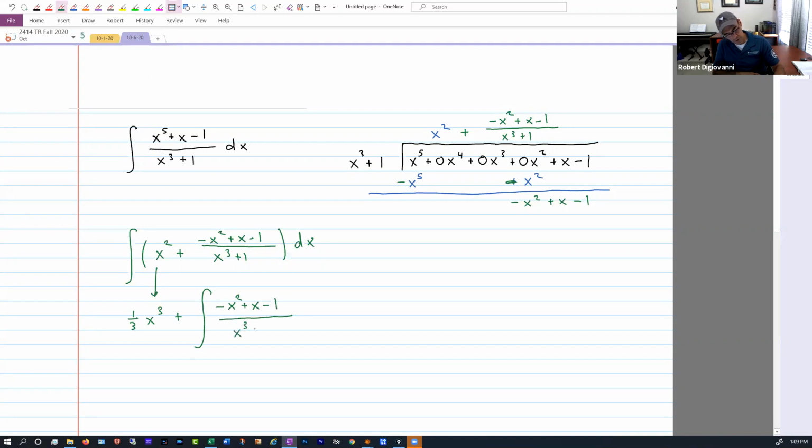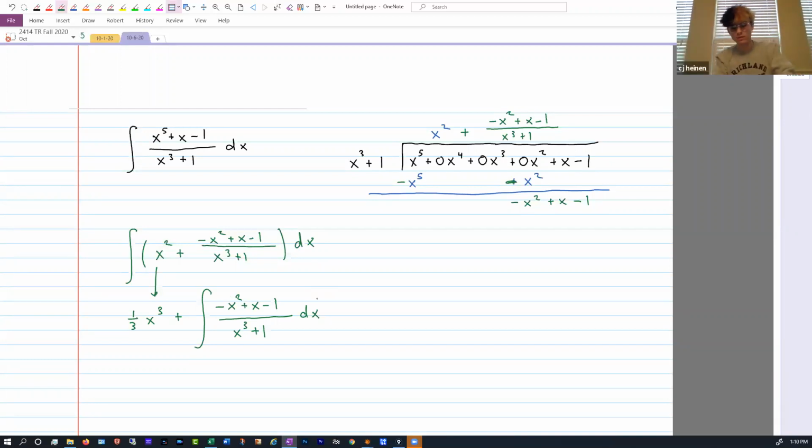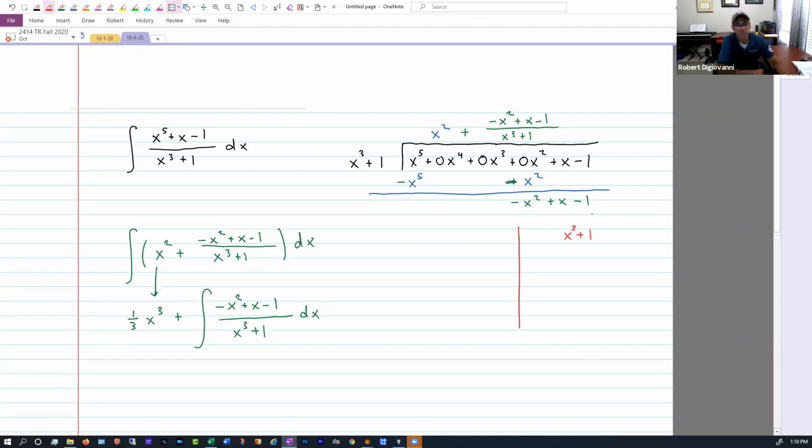So now it's time to try the partial fractions. What was always the first step for partial fractions after we've actually done the long division, if we needed to? Factor the denominator. So my question to you is, does that denominator factor? No. Does x cubed plus 1 factor? It does. That is a sum of cubes.